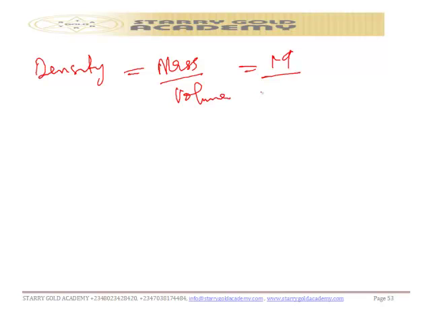So let us look at density. Density now. Density is given as mass over volume. Our mass is M, and our volume is L³. So density is equal to ML⁻³. Therefore, this is ML⁻³.